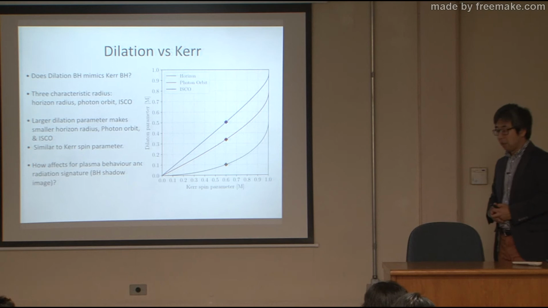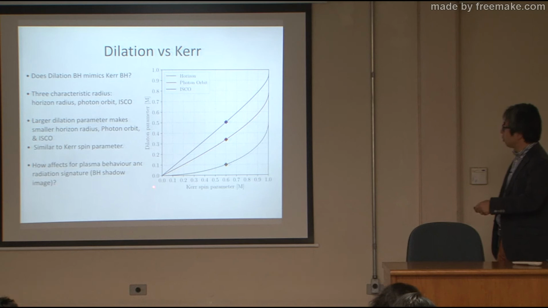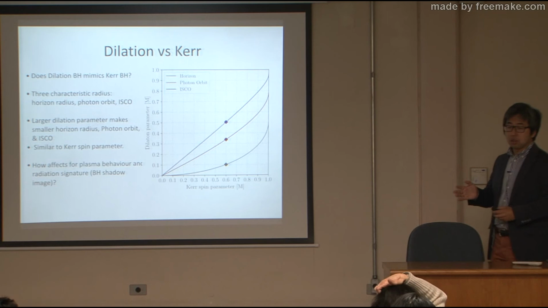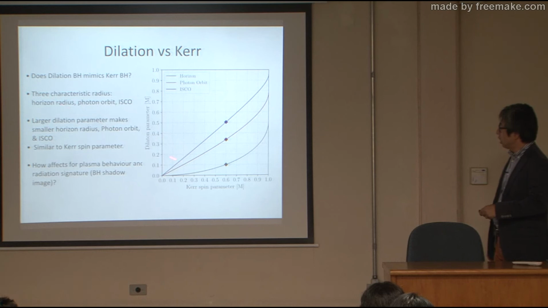This is solved based on the Lagrangian of this particle. Similar things we can also do for this dilaton parameter, the dilaton black hole case. Then we can know what number of the dilaton parameter corresponds to the horizon position, or the ISCO position, or the photon orbit position. Then this is also compared with the Kerr black hole case. In both cases they match, as we can see.